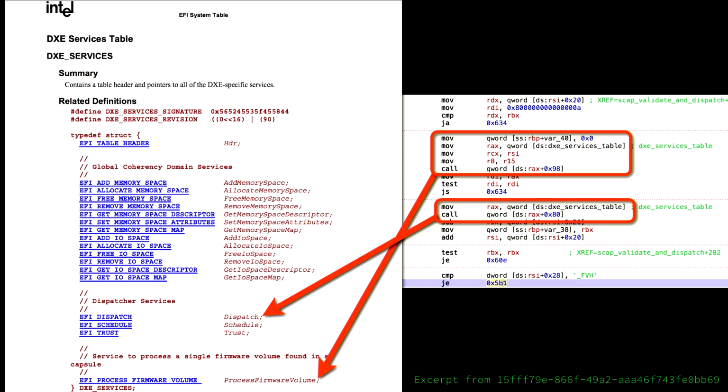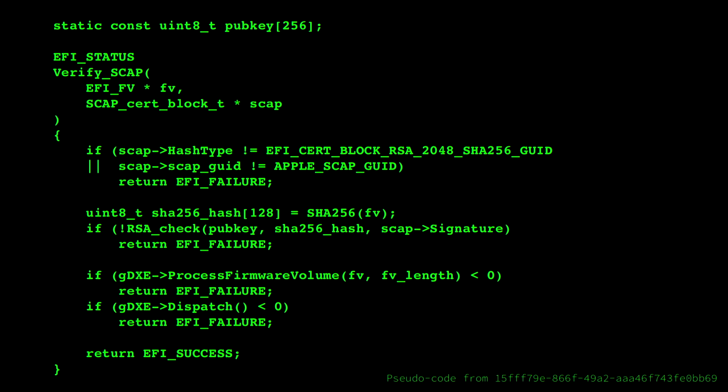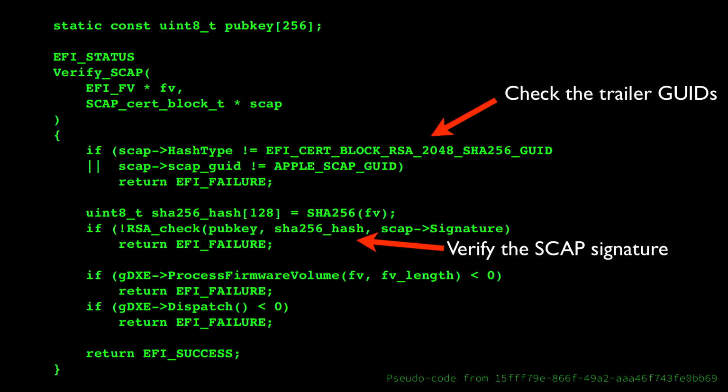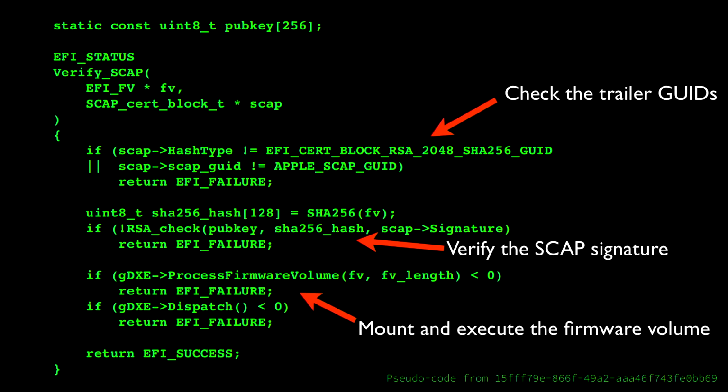So the assembly is a little messy. Let's translate that to some pseudocode. We see it does the GUID check. It does the RSA check on the SHA-256. It then calls process firmware volume and dispatch. That then jumps into the flasher that's in the SCAP file.